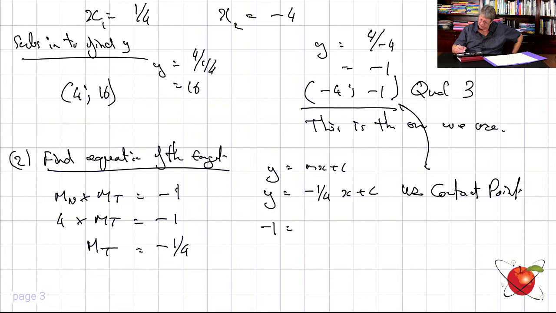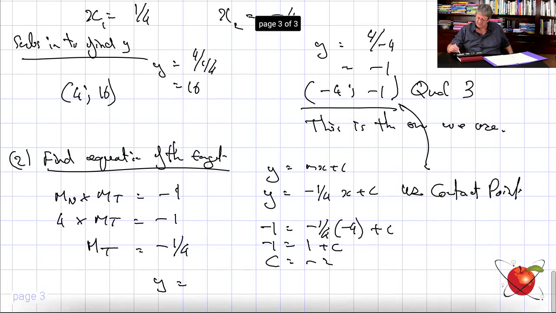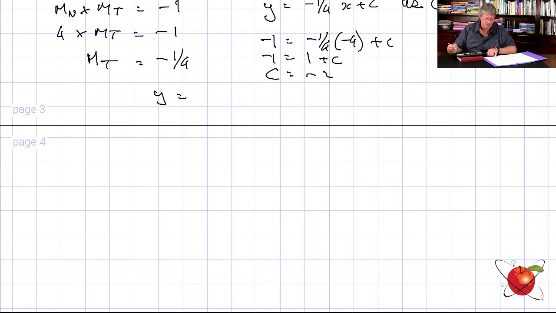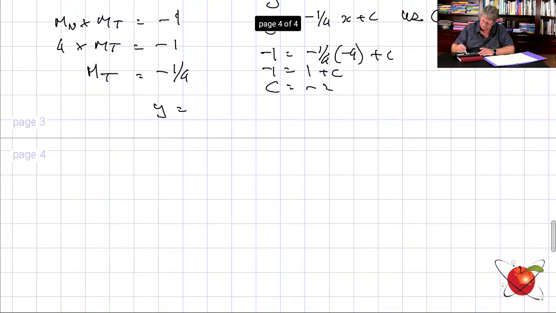So I'm going to say minus 1 is minus a quarter times minus 4 plus c. C comes out to be equal to, if my calculations are right, minus 2. Because that's going to be equal to plus 1, yes. So minus 1 is equal to 1 plus c. C is minus 2. My equation is therefore, ta-da. Let me continue and put the equation. Y is equal to minus 1 quarter x minus 2.